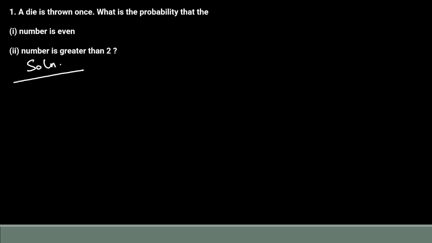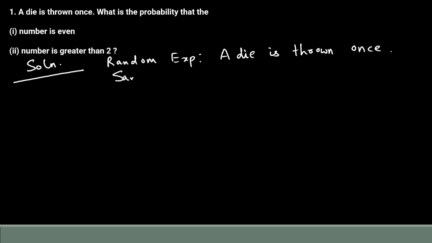Okay, so a die is thrown once. A die is thrown once. What is the probability that the number is even? So what is the random experiment that's performed here? The random experiment that is performed here is a die is thrown once. So what is the sample space here? Let's go from the basics.